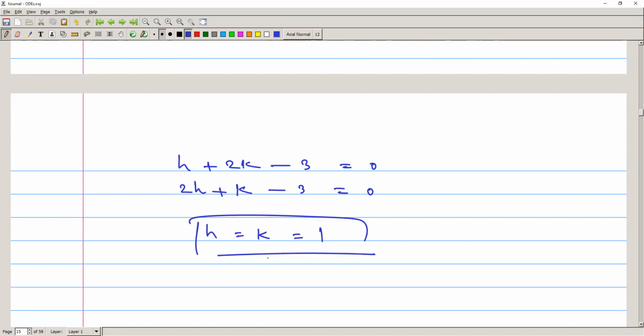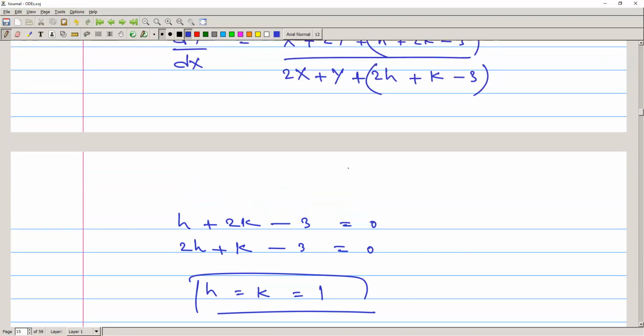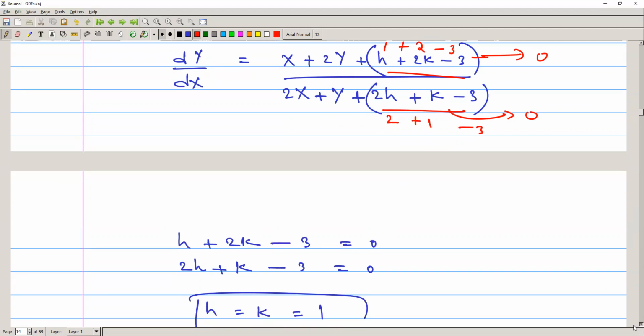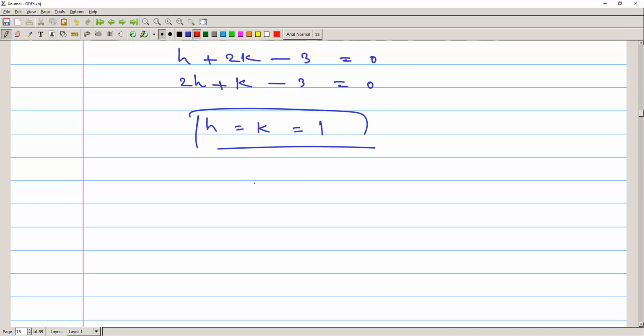Now plug these values into this equation. If we put h equals 1 and k equals 1, it will be 1 plus 2 minus 3, so this part will become 0, right? And again for this one, this part will also be 0 because 2 plus 1 minus 3 is 0. So now we will be left with only (X plus 2Y) over (2X plus Y), where this is equal to dY over dX.